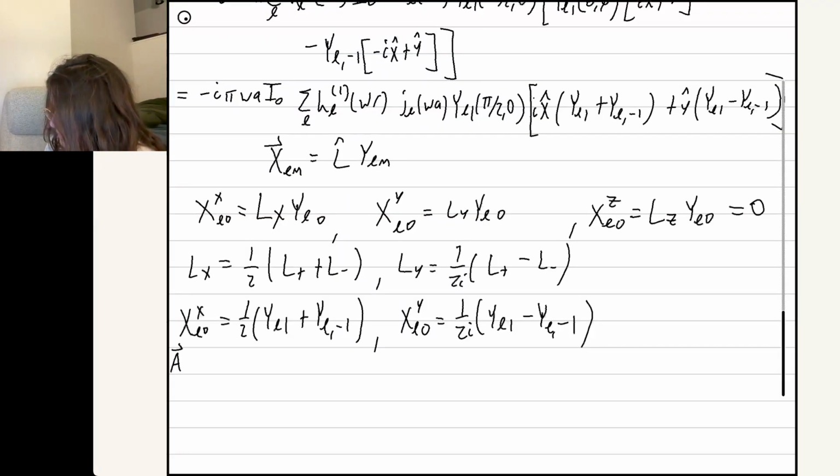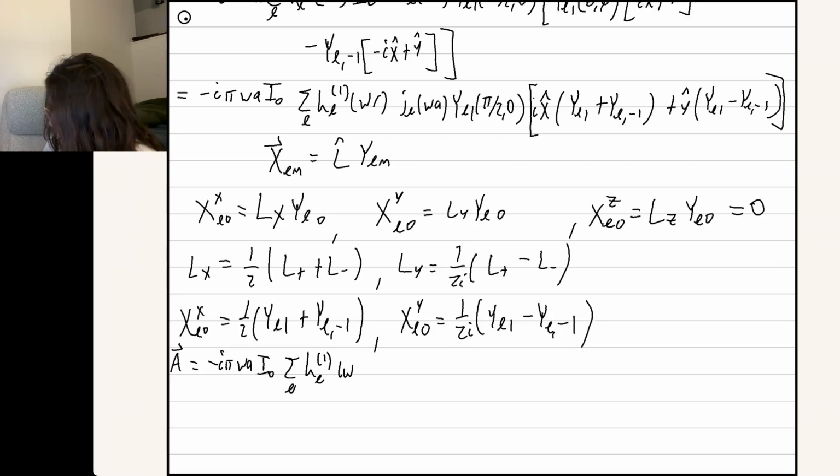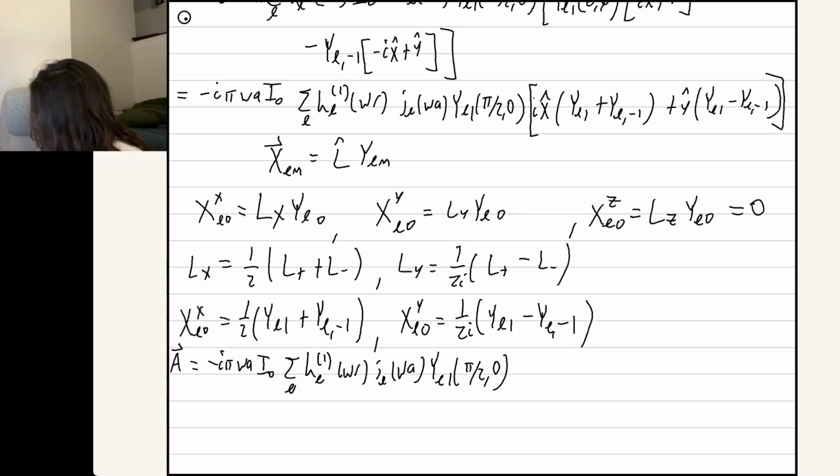Because now when we look back at our vector potential, minus i pi omega a, i naught sum over l, h_l1 omega r, j_l omega a, Y_l1 pi over 2, 0. We have an i times 2 times, so a 2i x hat X_l0 x plus 2i y hat times X_l0 y.